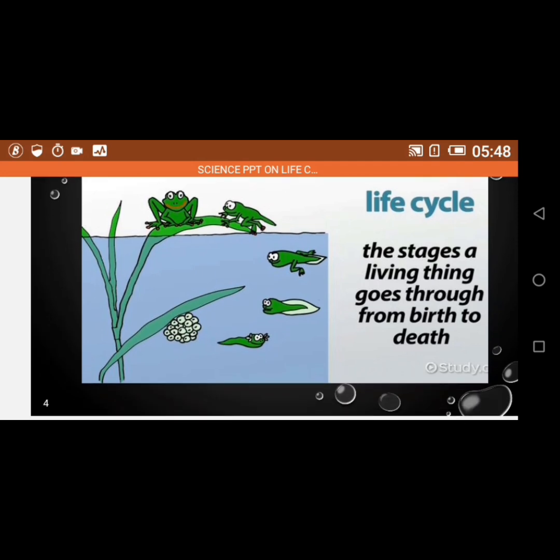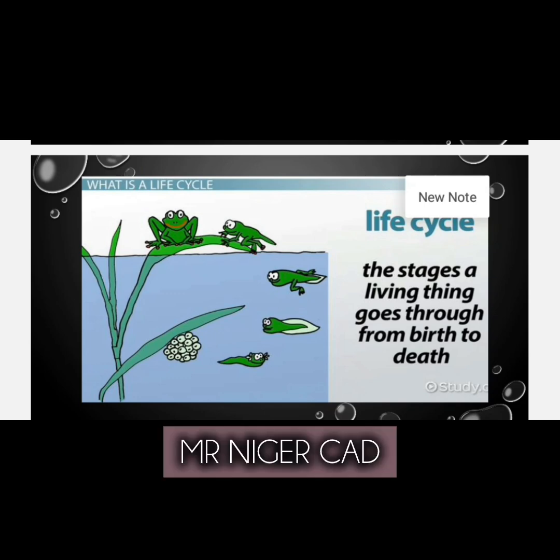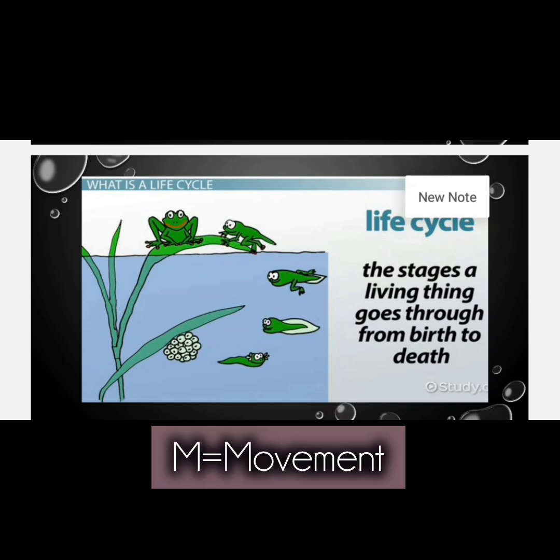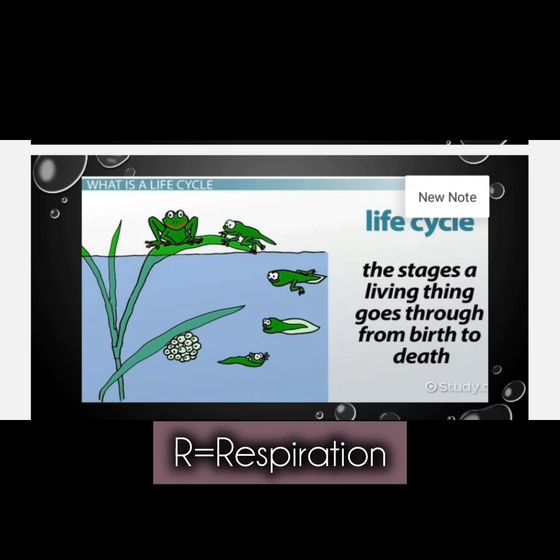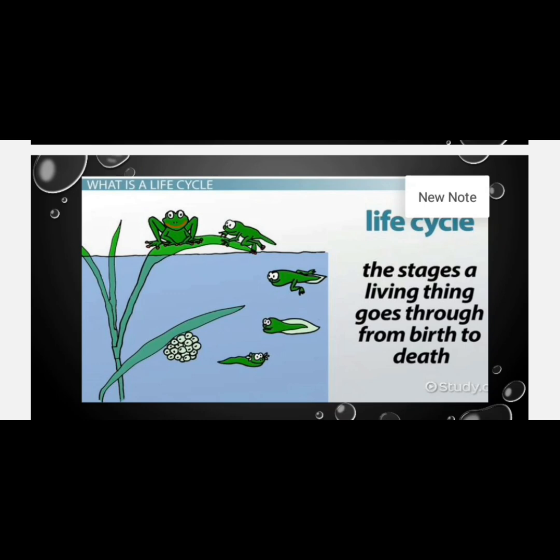Moving on, what is a life cycle? So life cycle simply refers to the stages a living thing goes through from birth to death. Don't forget the characteristics of living things summarized in Mr. Ninja card, where M stands for movement, R stands for respiration, N stands for nutrition or feeding, I stands for irritability or sensitivity to stimulus or stimuli in the environment, G stands for growth, which is the irreversible increase in the size of living organisms.